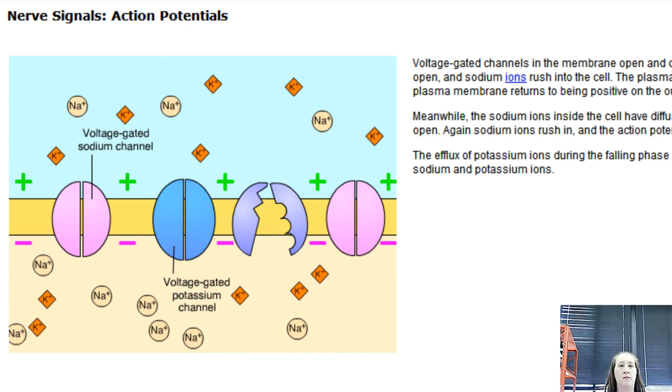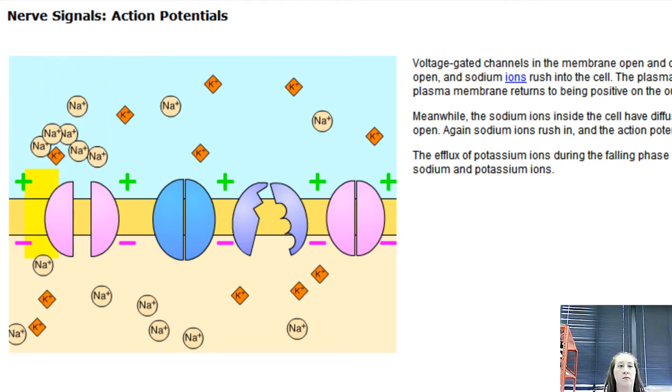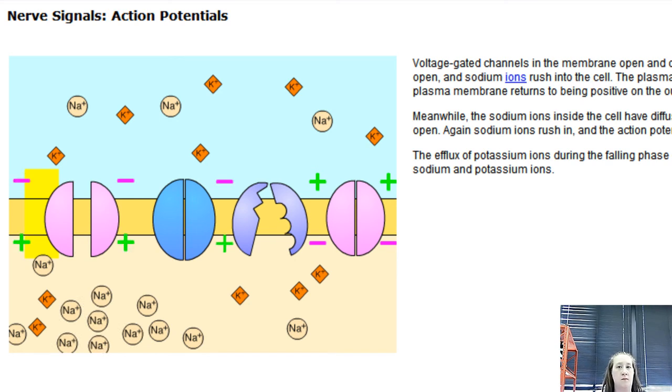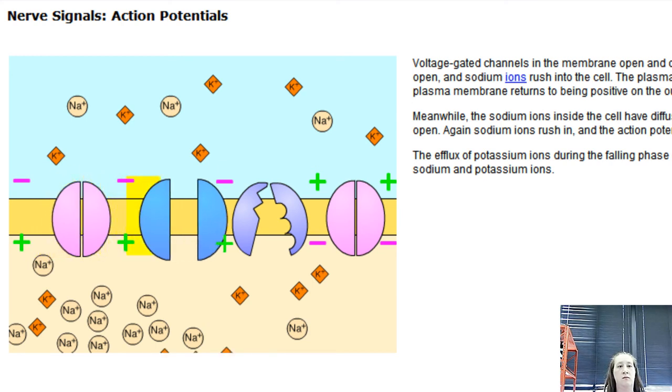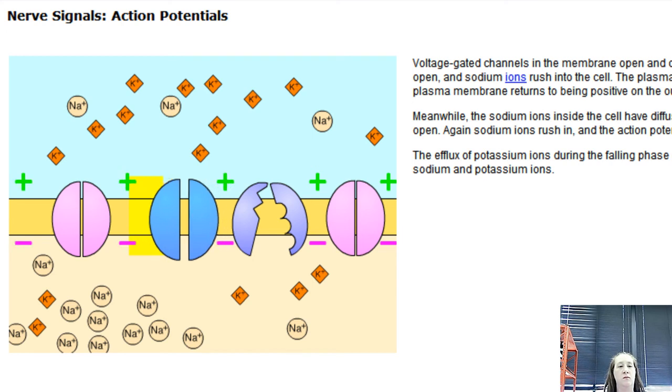Voltage-gated channels in the membrane open and close in response to voltage changes across the membrane. When no action potentials are being transmitted, most of these channels are closed. An action potential begins when voltage-gated sodium channels open and sodium ions rush into the cell. The plasma membrane becomes positive on the inside and negative on the outside. Very quickly, the sodium channels close, while voltage-gated potassium channels open, allowing potassium ions to rapidly diffuse out. The plasma membrane returns to being positive on the outside and negative on the inside, and the potassium channels close.